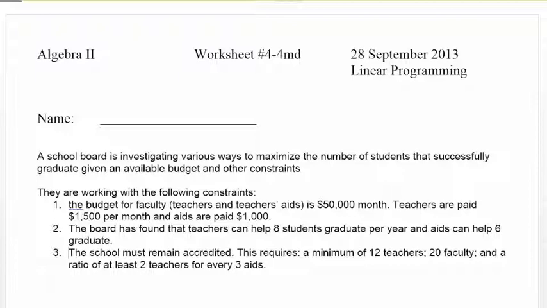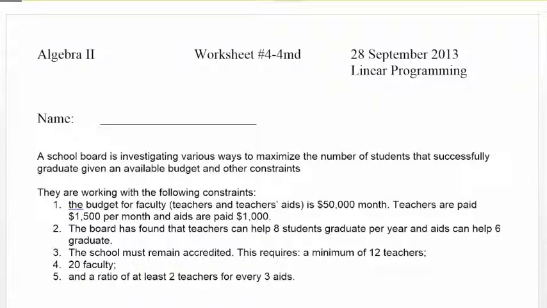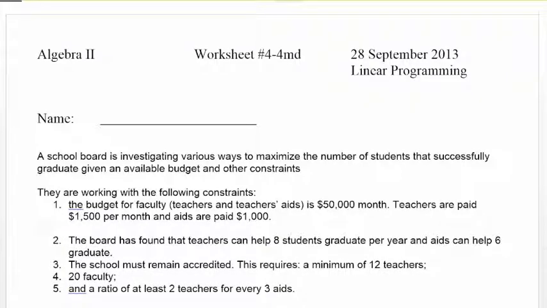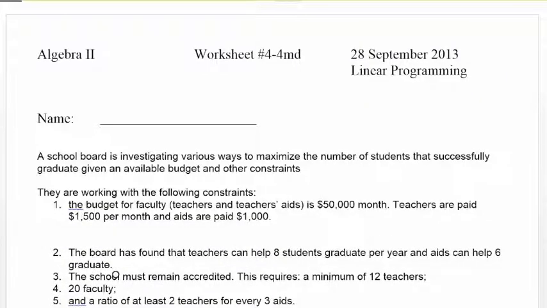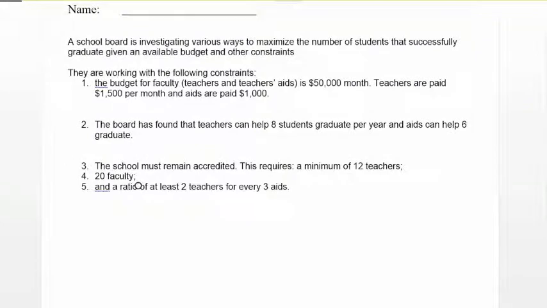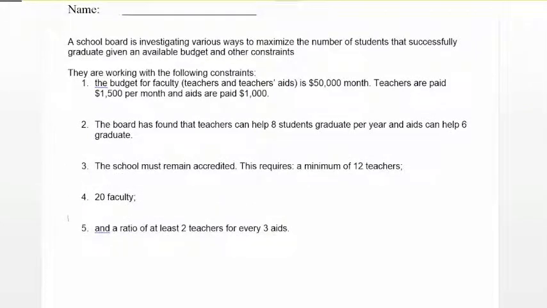The third constraint is that there's a requirement to maintain accreditation of a minimum of 12 teachers, a minimum of 20 faculty, and a ratio of at least 2 teachers for every 3 aides. All right, I'll get this page set up so that there's a little space and we can put the equations that match each of these constraints.